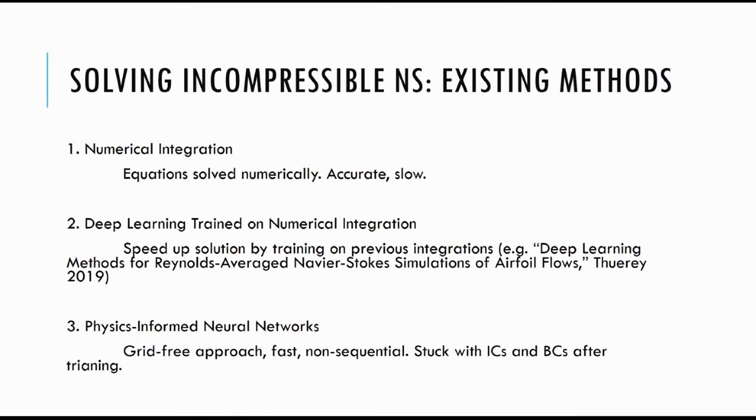But the limitation of the physics-informed neural networks approach is that you're completely locked in to your initial and boundary conditions after training. So you can't really generalize to new unseen conditions or to different boundary conditions, such as if you're, in this case, modeling flow through a pipe, if the velocity at the inflow changes, you're completely stuck and have to train the network again from scratch. So that's not what we want to do here.